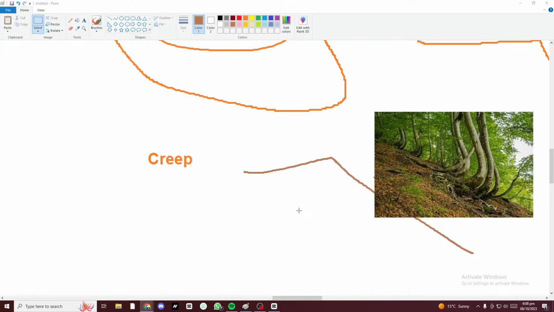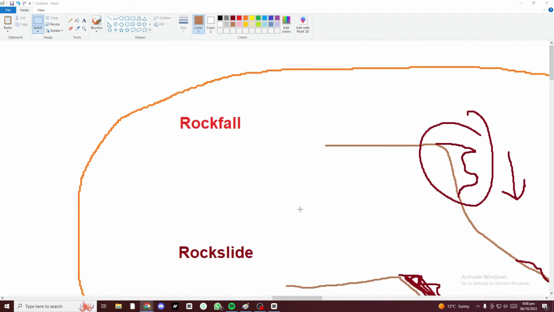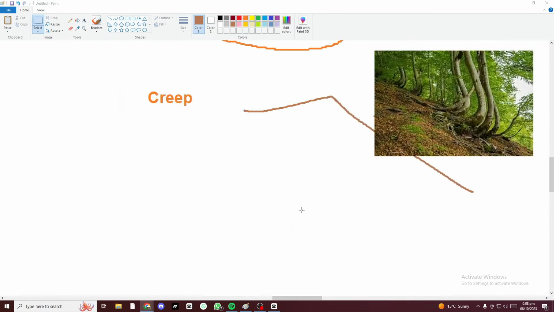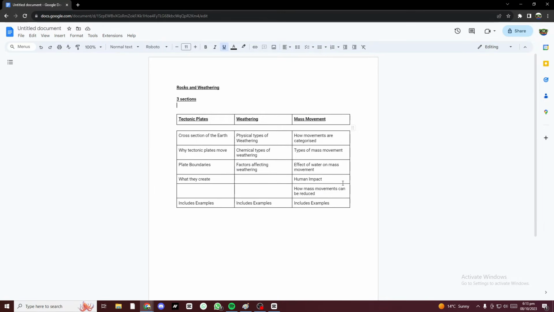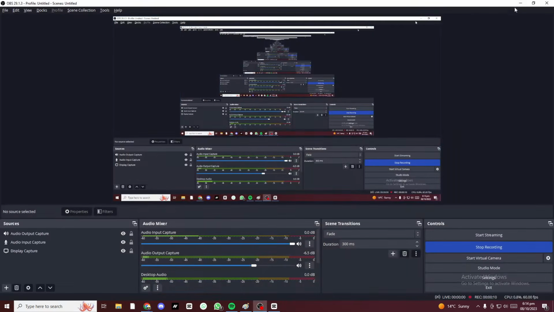That should be all the mass movements you need to know for geography. The others will never be asked in exams because they are too complex and they are localized forms of mass movement. Now let's move on to the effects of water on mass movements.